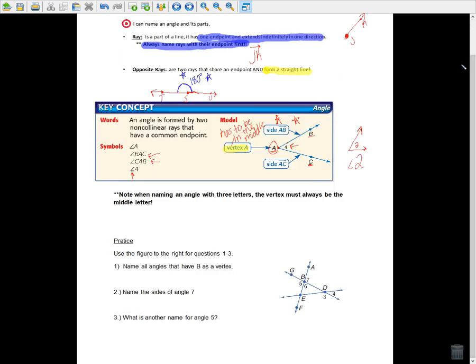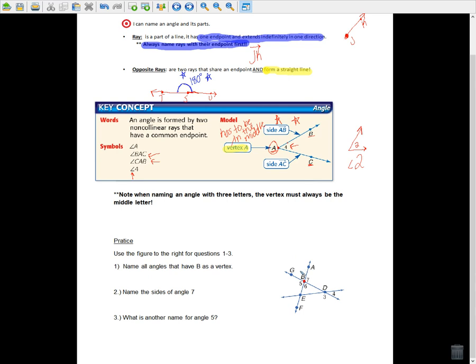Next up here, let's do some practice on naming some angles. So this one says, number 1, name all angles that have B as a vertex. Okay, B as a vertex. So looks like B is right here. So what I'm going to want to do is look at all of these angles where B is the vertex, and I'm going to start naming those angles by letters. I'm going to use 3 letters here.